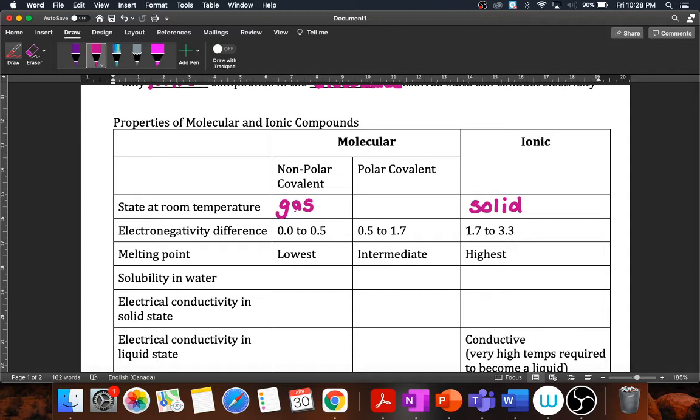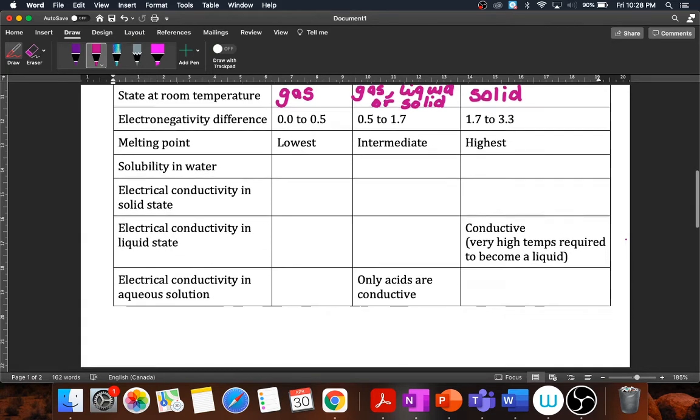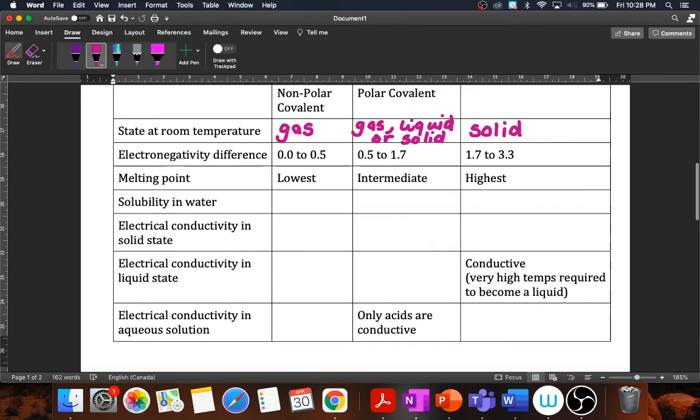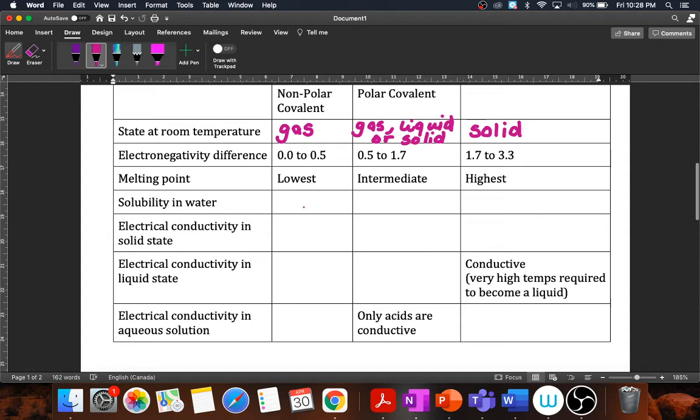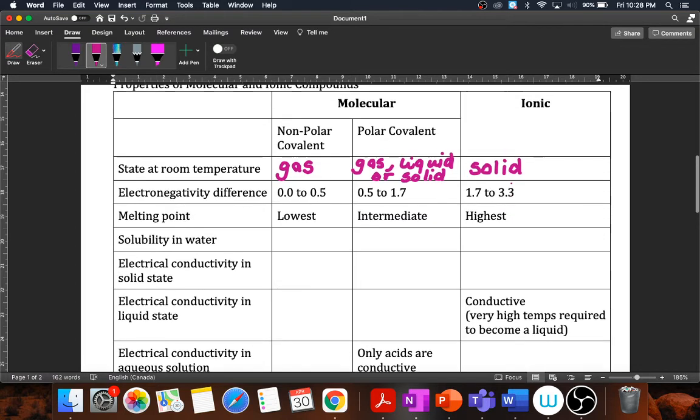Now, the polar covalent compounds, it depends on the compound. Some of them might be gas, some of them might be liquid, and others might be solid, right? So I'm going to put gas, liquid, or solid. Again, that depends on the situation. Electronegativity difference, we've already talked about that. Melting point, nonpolar covalent compounds have the lowest melting point, and this applies to the boiling point as well. Polar covalent has intermediate melting and boiling points, and ionic compounds have the highest melting and boiling points.